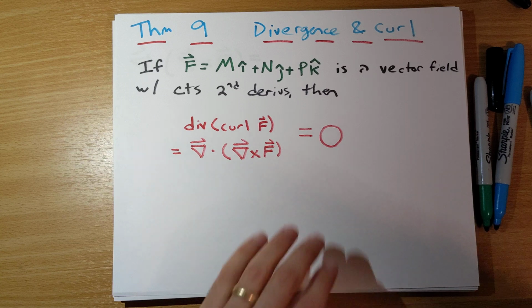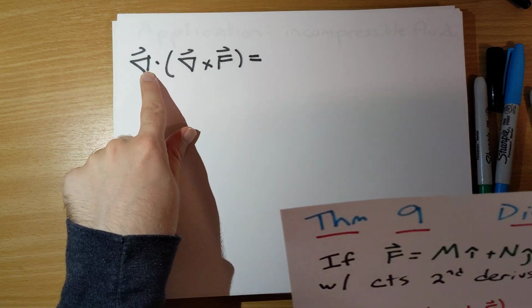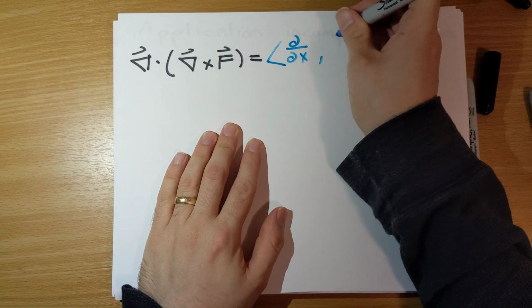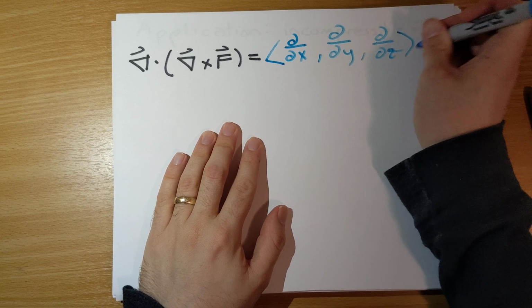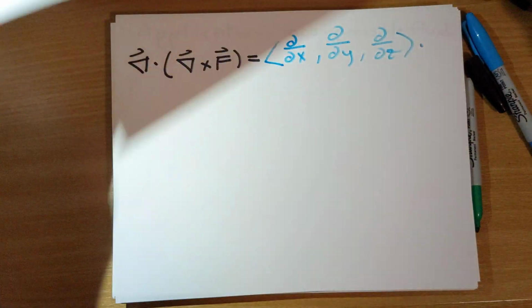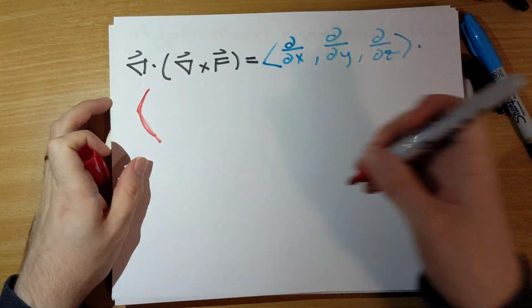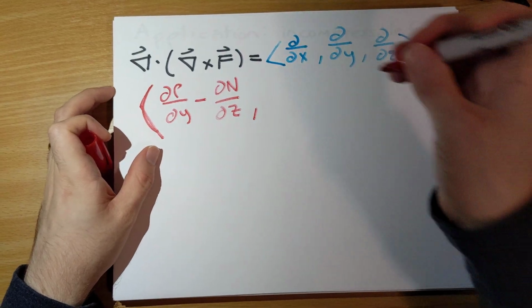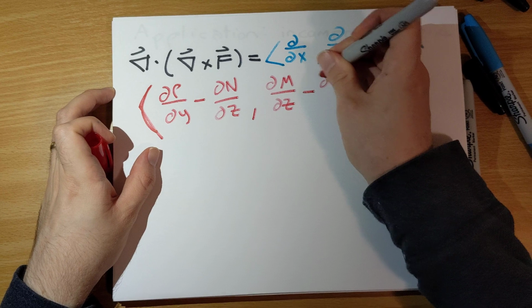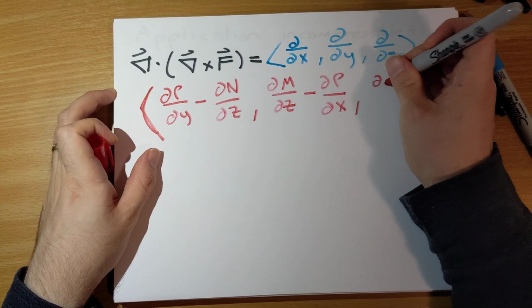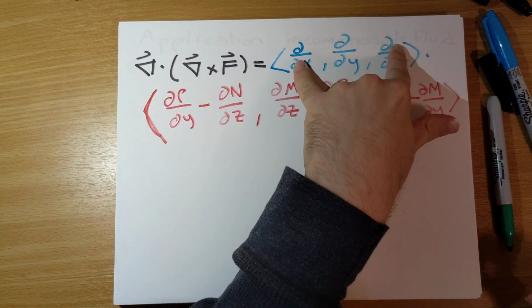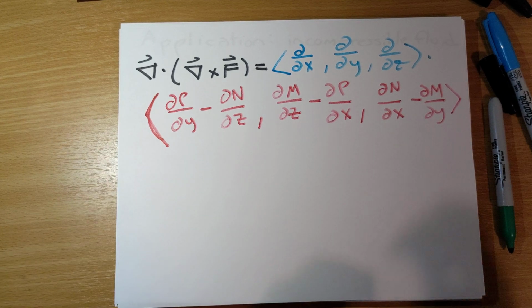For my second explanation, we'll do it more formally. Let's just crunch everything out. So we do del dot the curl here. That's going to be partial derivative with respect to x, partial derivative with respect to y, partial derivative with respect to z, dotted with the curl. Let's copy this right down. The first entry of the curl is partial p partial y minus partial n partial z. The second entry is partial m partial z minus partial p partial x. And the third entry is partial n partial x minus partial m partial y. So if we take the divergence of the curl, what are we going to end up with?